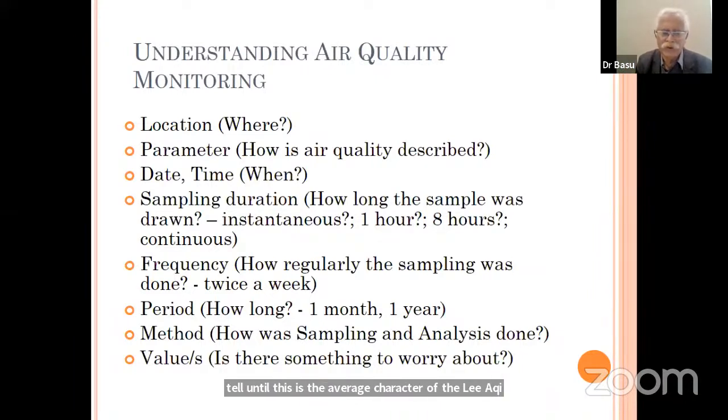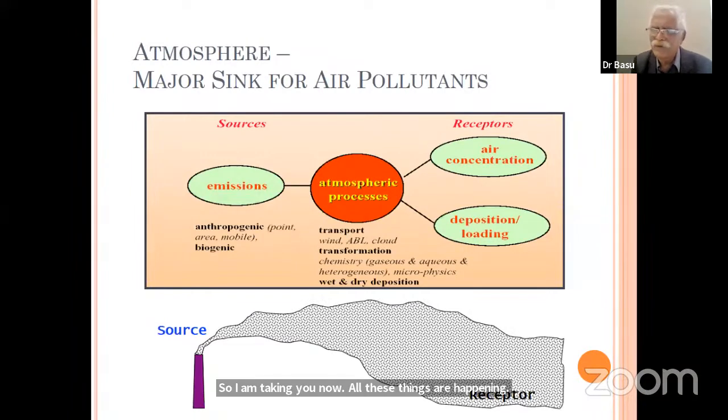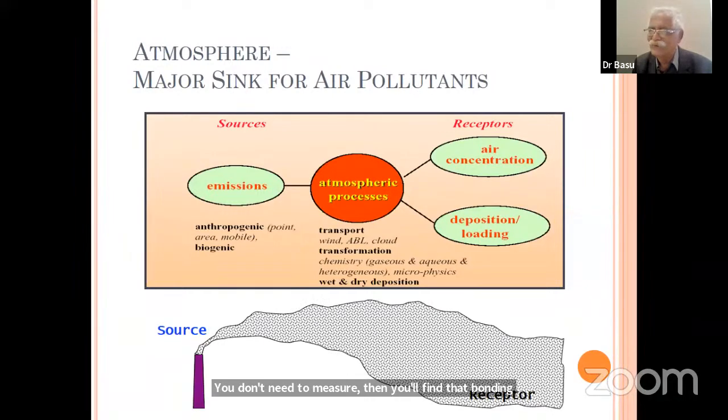So I am taking you now to how these things are happening. You have a thermal power station where you are burning carbon, and the air is the carrier. If the velocity of air is very high, it will go away. But in the winter, velocity is very, very low. You will see in the winter morning, the leaves on the tree do not move. It is not moving. You don't have to measure. Then you will find that morning is a dangerous morning, because it is the pollution you generated, you did not carry away. It will come to you as a receptor. And in summer, the velocity is high. It takes it away.